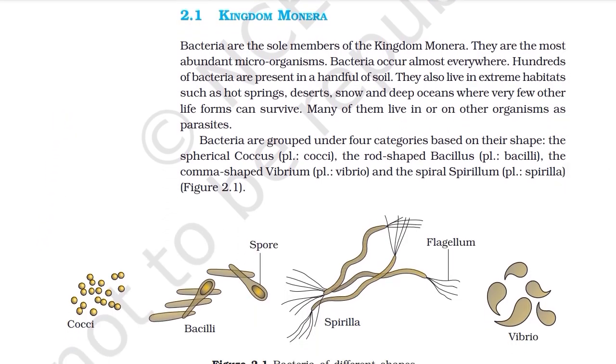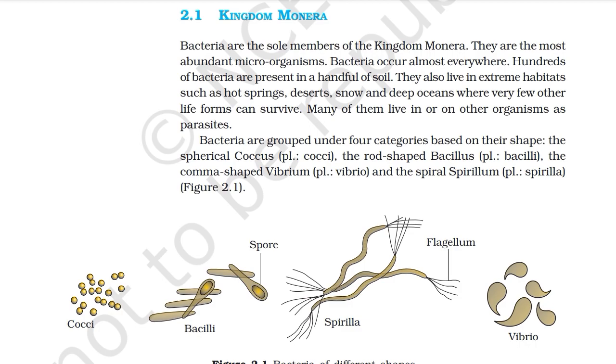Bacteria are the sole members of the kingdom Monera. They are the most abundant microorganisms. Bacteria occur almost everywhere. Hundreds of bacteria are present in a handful of soil. They also live in extreme habitats such as hot springs, deserts, snow, and deep oceans where very few other life forms can survive. Many of them live in or on other organisms as parasites.